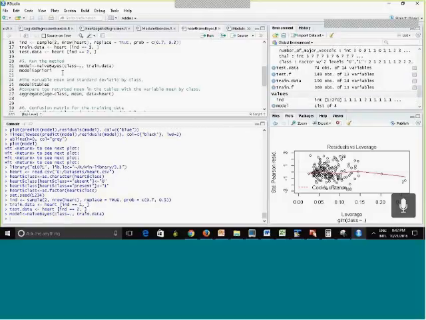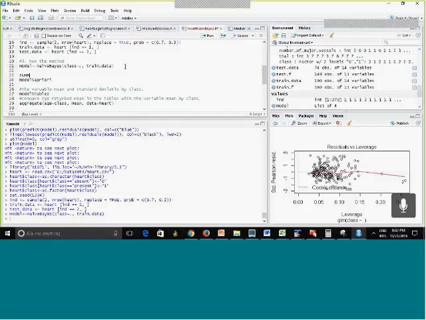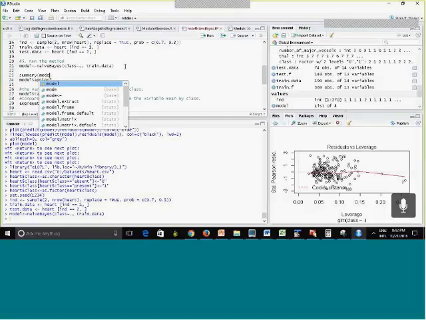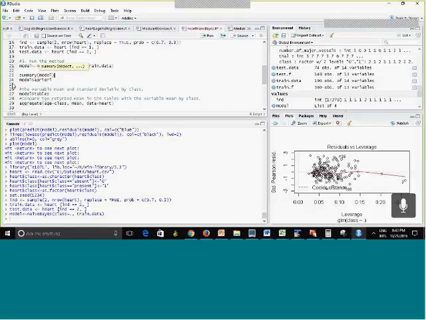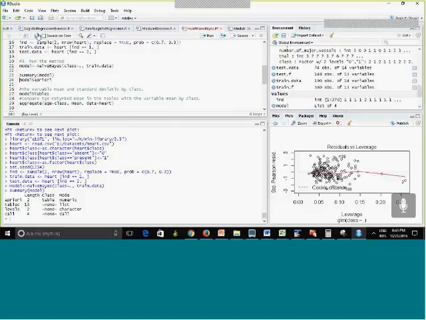I run this. And now what I have to do is, well, I can do summary model. It's going to give me two parts here. I'm going to show you what it does.